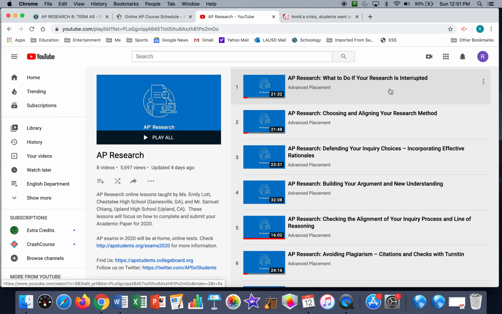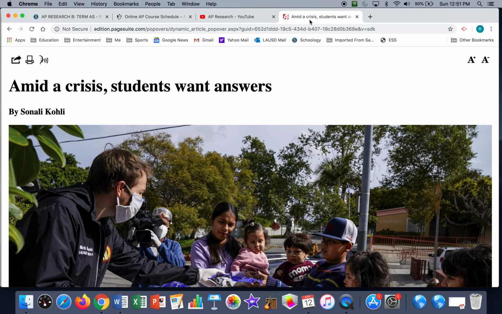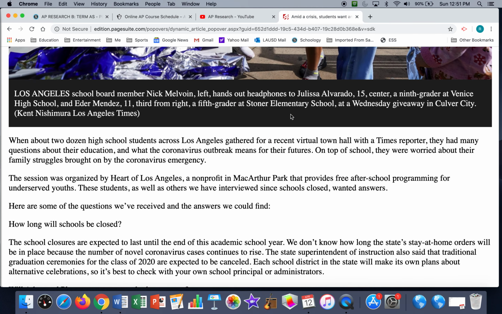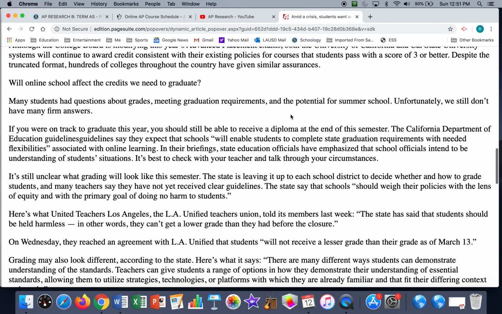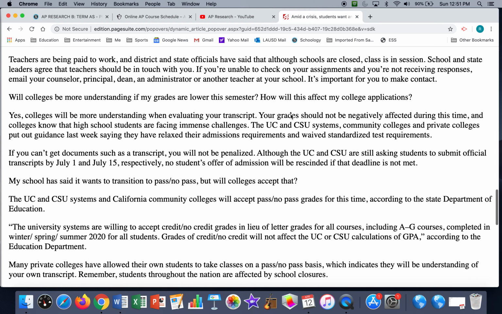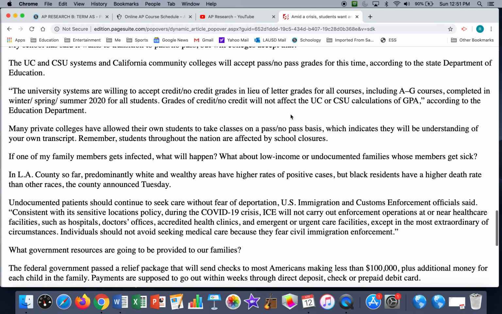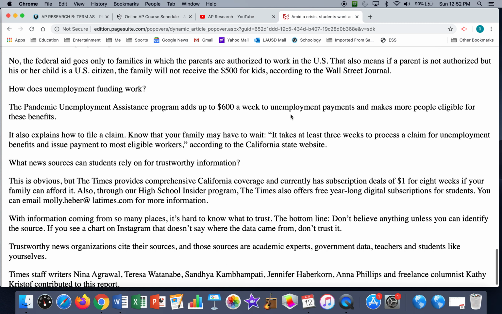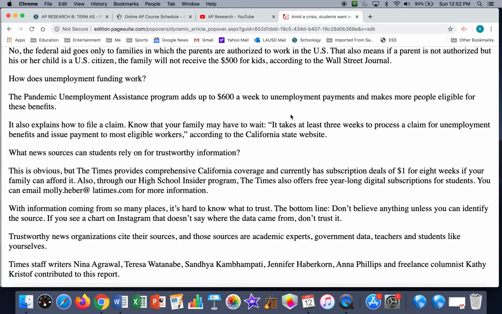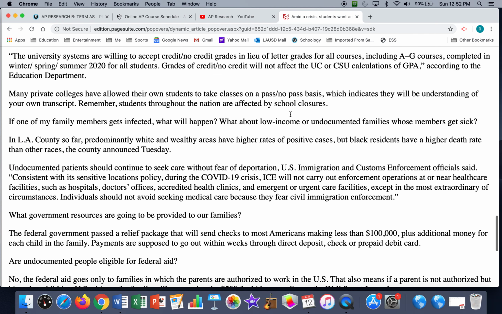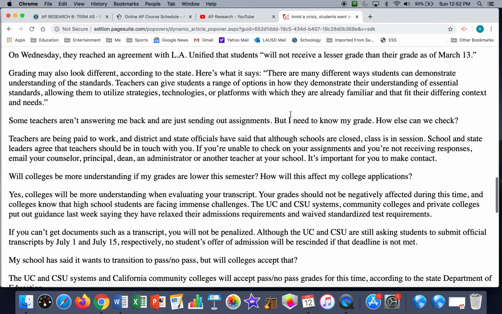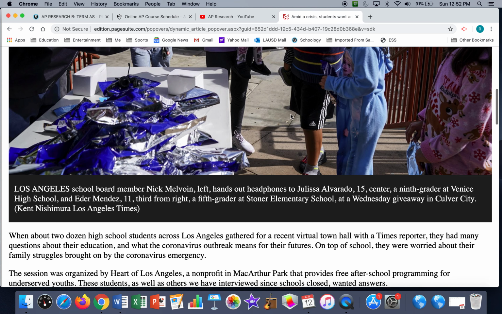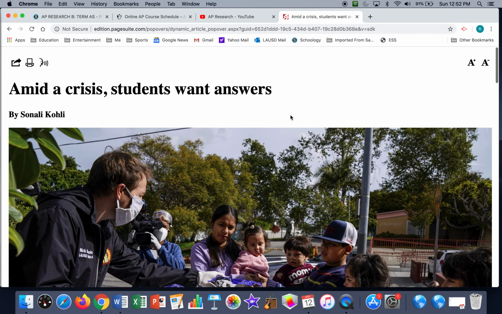But again, I urge you, take a read of this article in the LA Times from yesterday. It has a lot more information about what's been happening both at the state level and at the district level, both in high schools and in colleges. For those of you that are curious about how this pandemic is going to affect your GPAs, how it's going to affect college and whatnot, there is a lot of information on here that can help you out in maybe not completely answering your questions, but at least giving you some idea.